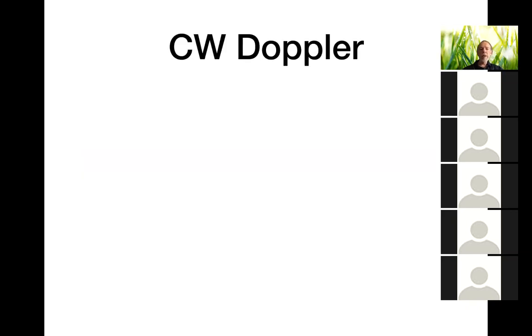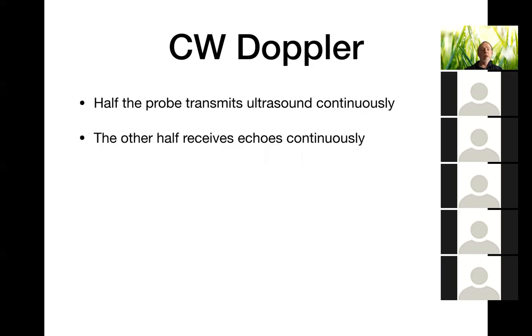Continuous wave Doppler is different and in fact very much simpler than color and pulse Doppler. Half the probe is transmitting ultrasound continuously, and the other half of the probe is receiving ultrasound continuously. So there's no pulsing at all, no selectivity about range or depth or anything else. We're just transmitting ultrasound and receiving the echoes all the time continuously.